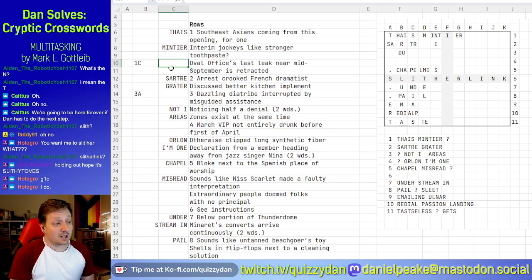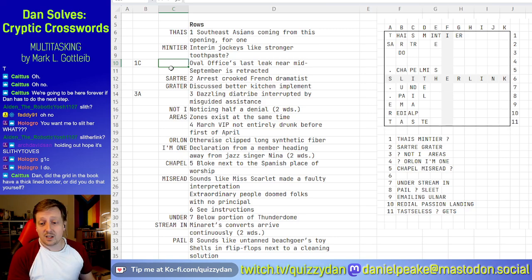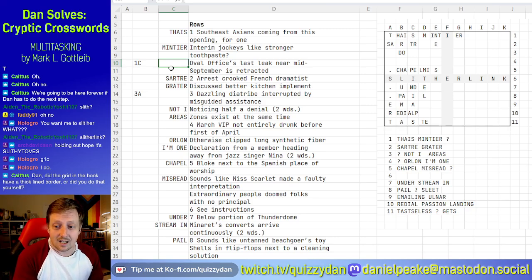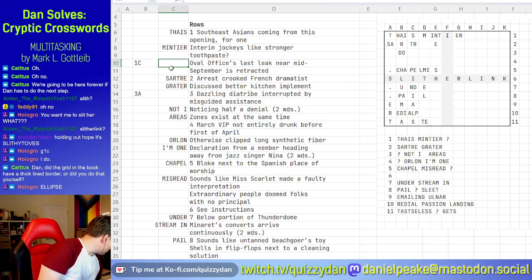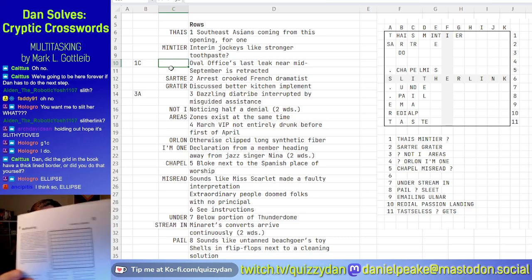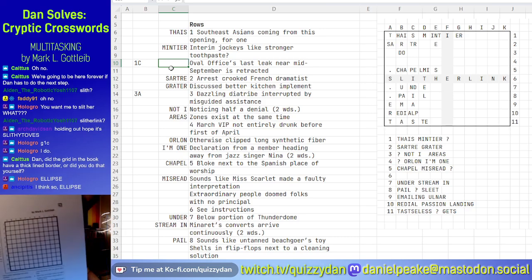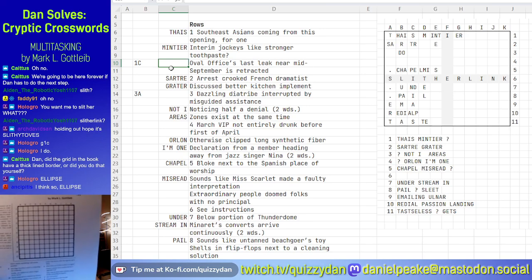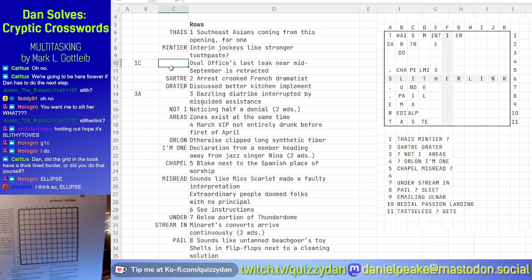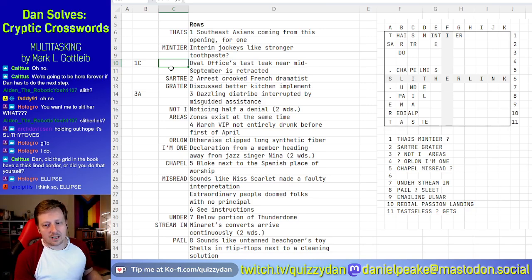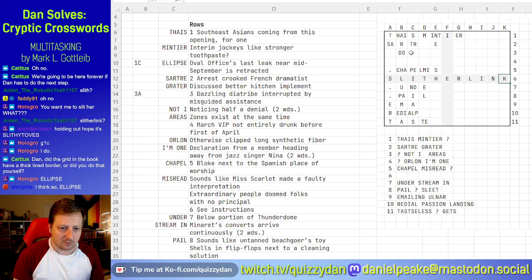Because it's already been an hour and a half, let's go for the answers. And that is a good question. That is a very good question. This is what the grid looked like to start off with for multitasking. So it did have a thick-lined border. But I think that is just a standard crossword thing. I don't think that's going to be important.